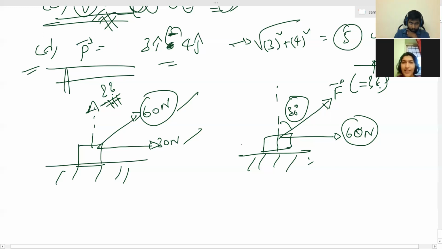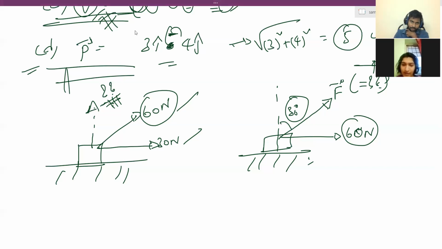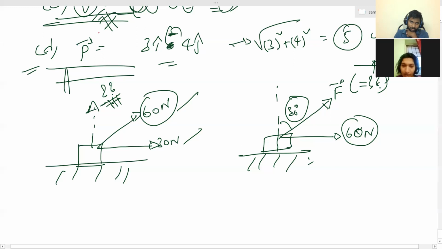Sir, it's coming in an improper route, this first one. What is that you are getting? Sir, I'm getting root of 3,600 minus 900, the whole route. Then what is it?